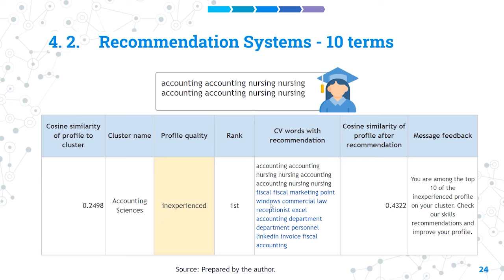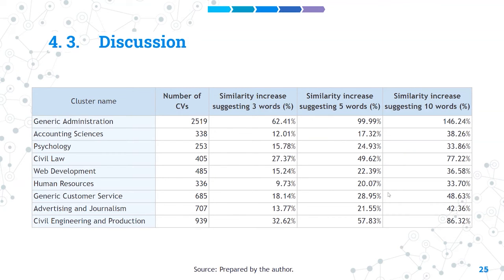So after the skills recommendation, this profile with .24 goes to .43. It's an improvement on this curriculum. After improving all the curriculums, we take the similarity increase, suggesting 3 words. We can see here the improvement of all the clusters in the similarity numbers. In psychology, for example, we have 50, then 24, then 20, then 33. And we have the similarity increase suggesting 5 words and 10 words.